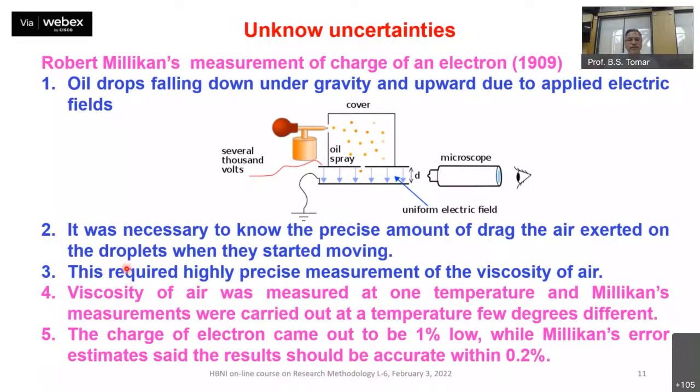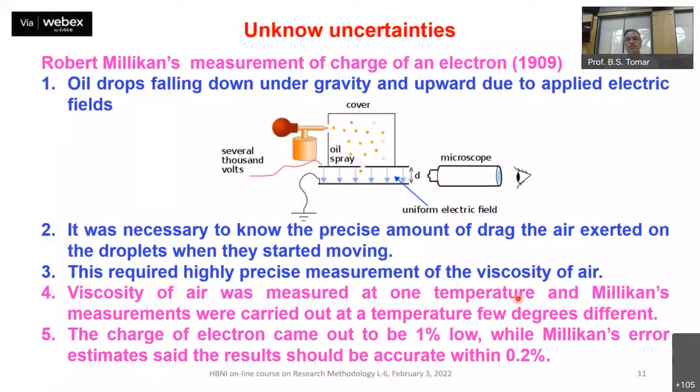And this required highly precise measurement of viscosity of air. And the viscosity of air depends upon the temperature. So you should do the measurement of viscosity of air at the same temperature at which you are doing the experiment. So what happened actually, the viscosity of air was measured at one temperature, and Millikan's measurements were carried out at a temperature a few degrees different.